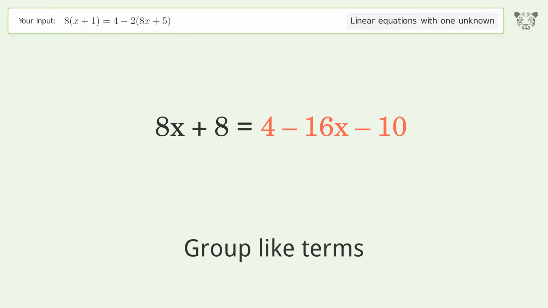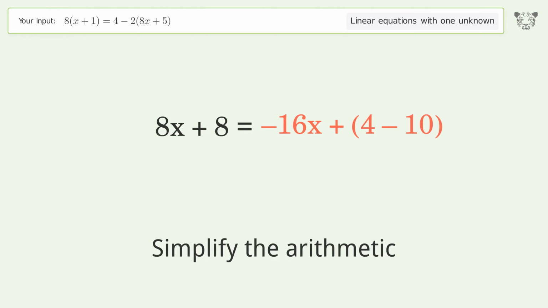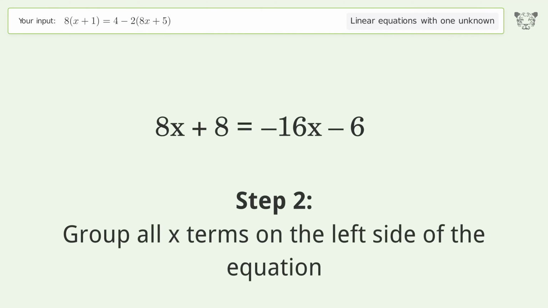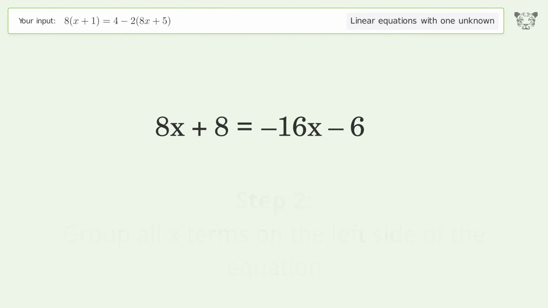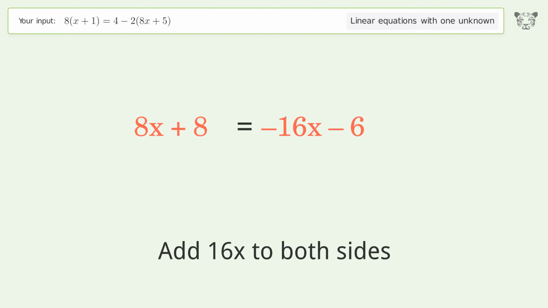Group like terms. Simplify the arithmetic. Group all x terms on the left side of the equation. Add 16x to both sides.